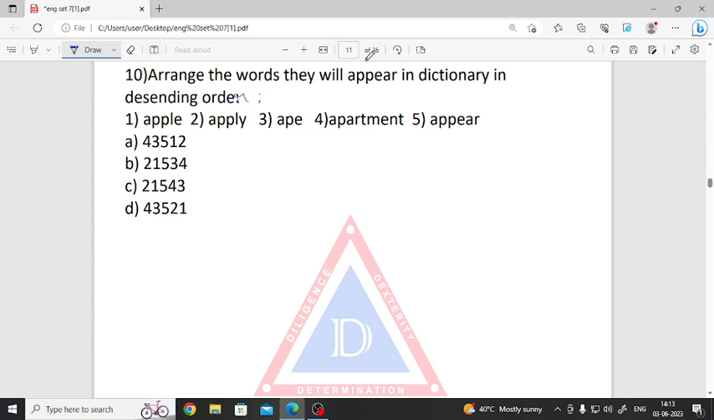So what is the question here? Arrange the words in which they appear in the dictionary. How they will appear in the dictionary. So what are the words given? Apple, apply, ape, apartment and appear.